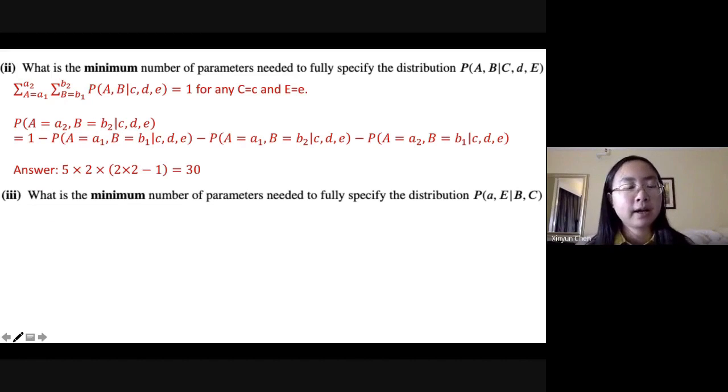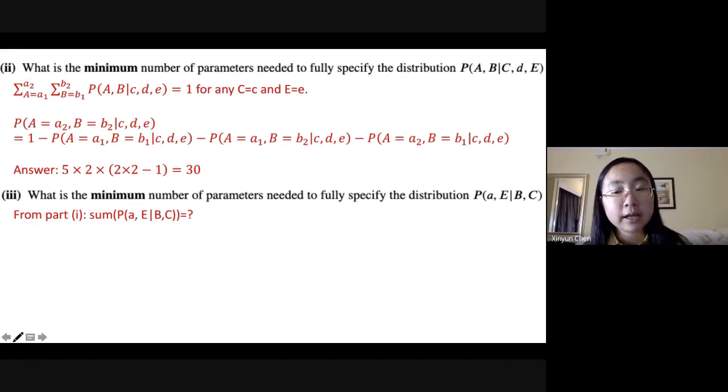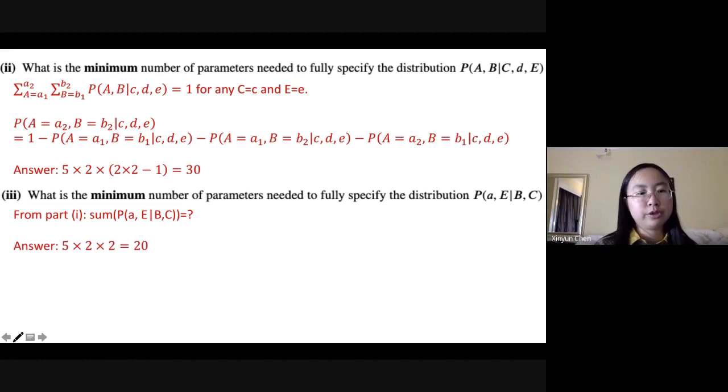For part II, it is still asking about the minimum number of parameters. But recall that from part I, we already know that the sum of probability of A, E given B, C is unknown because we have no knowledge of probability of A given B, C. Therefore, we still need to fully specify all the probabilities, where there are 20 probabilities as we discussed before.